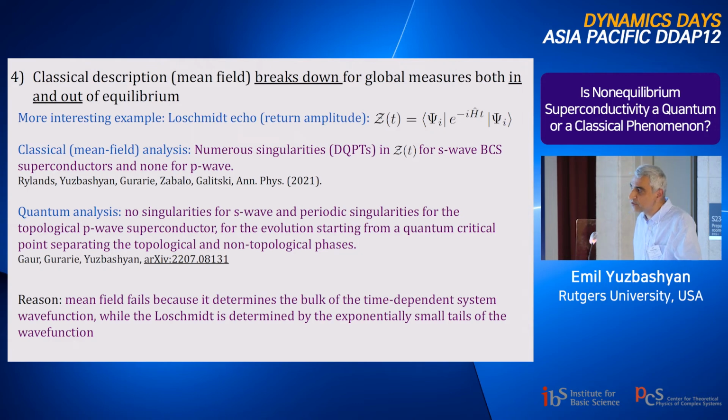And the reason for the failure of mean field is that it determines the bulk of the system wave function. It determines the system wave function with good accuracy, but only, let's say, 99.9% of it. But the echo is in the remaining part. It's the amplitude of having this state, and that's exponentially small. So the Loschmidt echo is determined by exponentially small tails of the wave function.